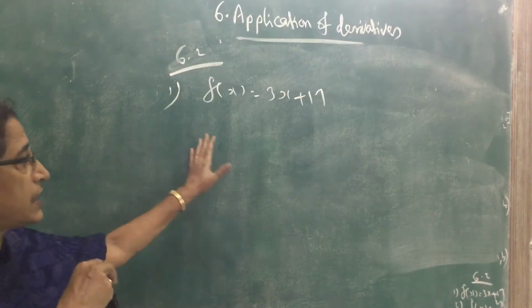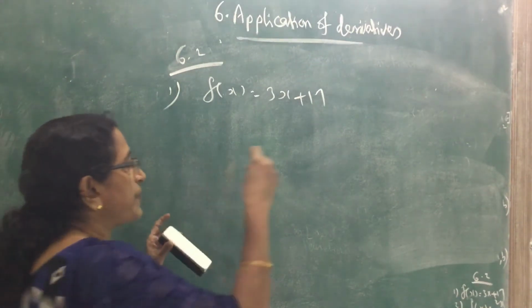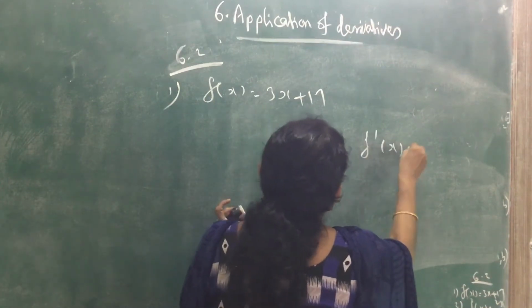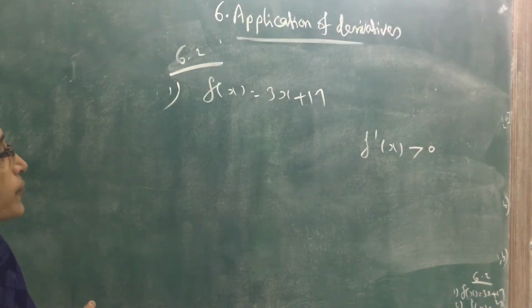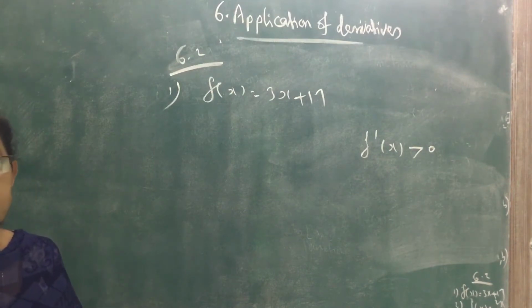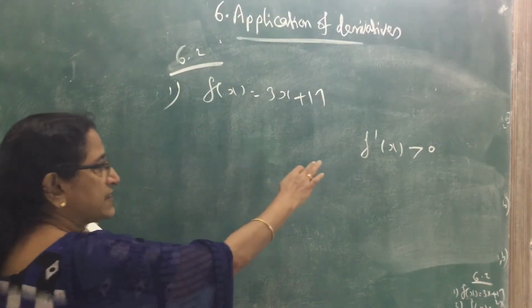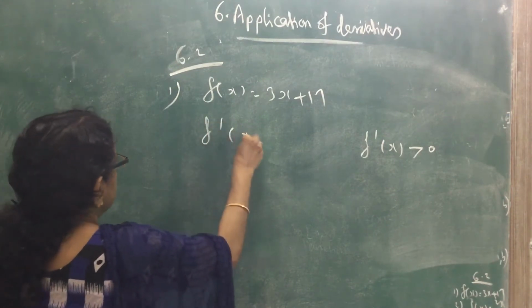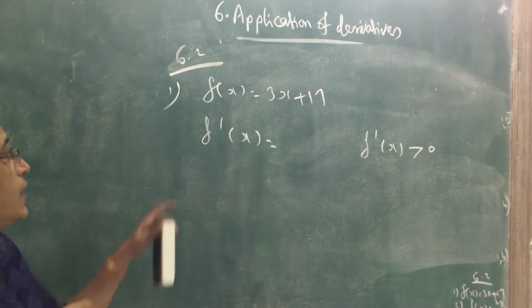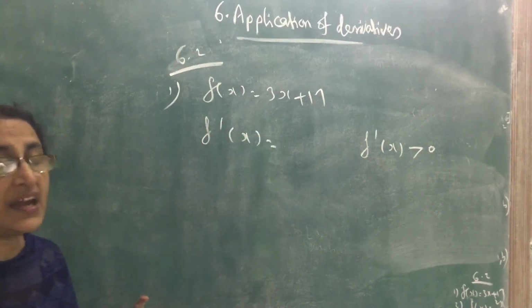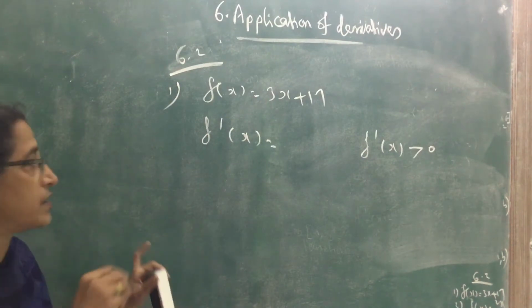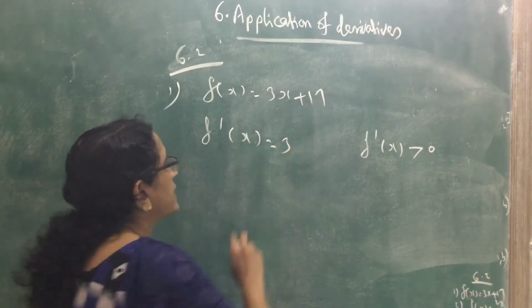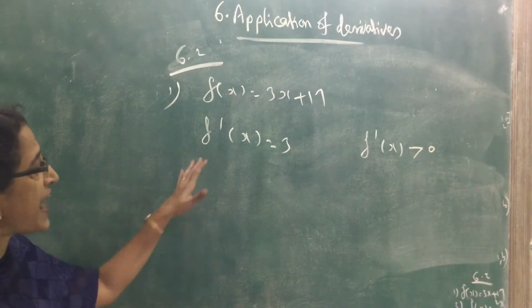So here we are using the theorem. Using the theorem, if f dash x is greater than 0, we can say the function is increasing. So here we have to prove that this function is strictly increasing for every x belongs to R, set of real numbers. For that we find f dash x, the derivative of f of x. F of x is equal to 3x plus 17. Therefore f dash x is equal to 3 into the derivative of x, that is 1, that is 3 into 1, plus the derivative of 17, which is 0. So f dash x is equal to 3.